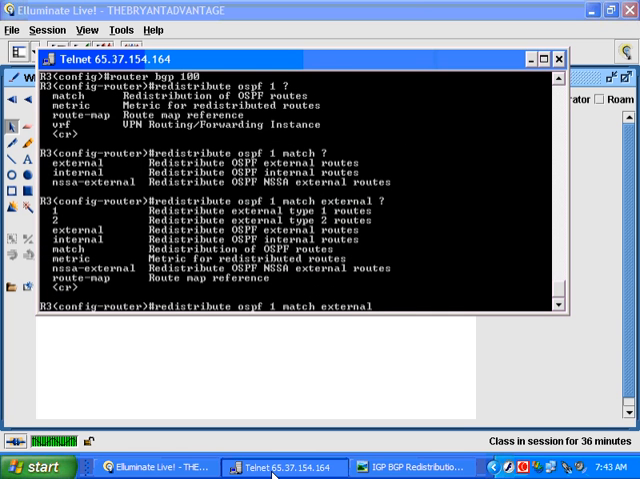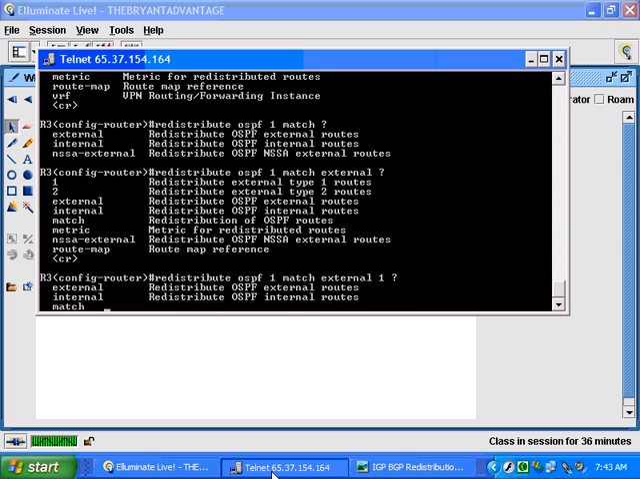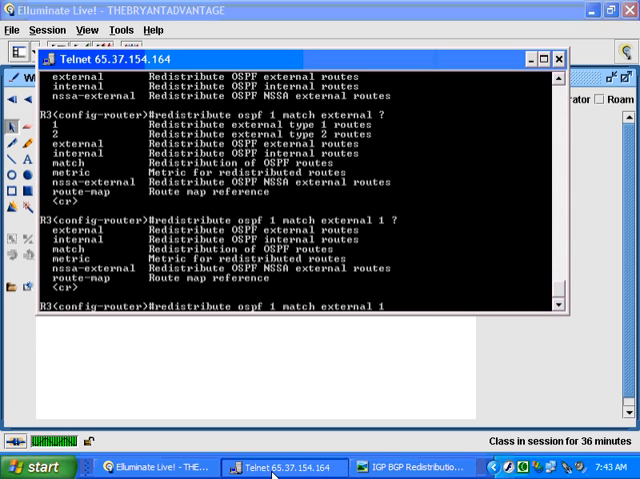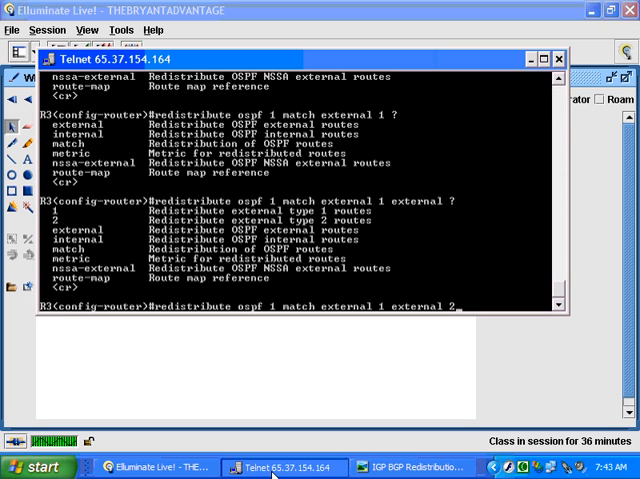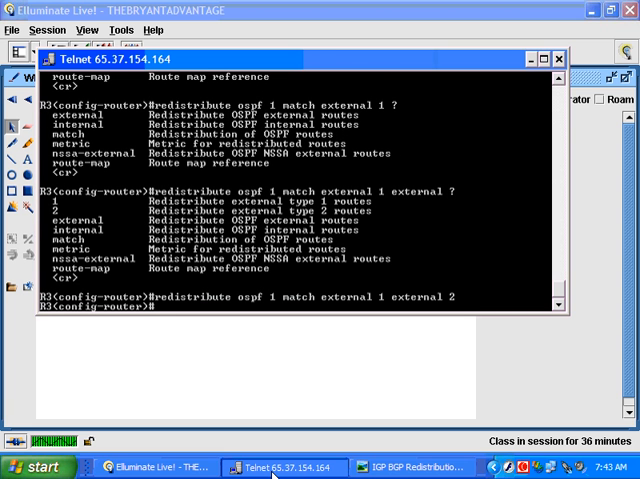External. Then it's going to ask me, well, do you want type 1 or type 2 routes? So like I said, redistributing OSPF in another protocol can be a little convoluted. Okay, so I want to redistribute external type 1 and external type 2. Can I just type a 2 there? No, I can't do that. I have to type external again, then 2 here.